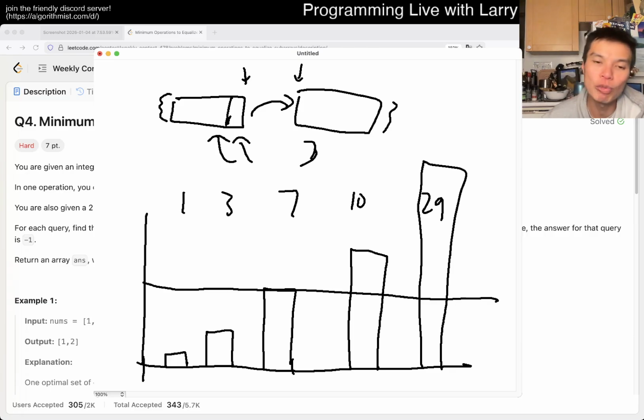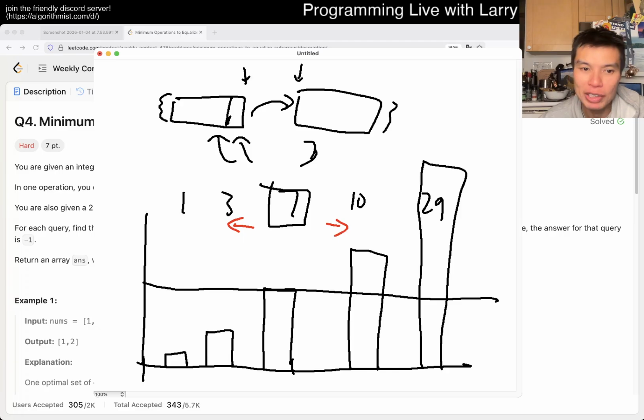So the visualization here is that there are 2 parts compared to the median, right? Let me change the color real quick. There's the left part and then there's the right part. On the left part, you know that you have 2 numbers, or you could keep track that there are 2 numbers, and you know that you're trying to get to 7.